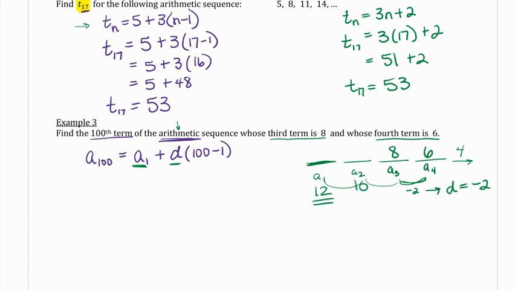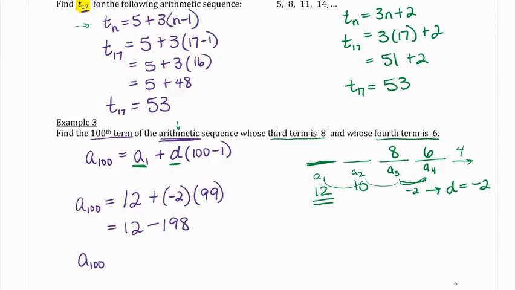So now we've got our first term, we've got our common difference. So now we can go back over here and plug them in. So to get the 100th term, I'm going to take my first term, which we just figured out is 12. We're going to add the common difference, which is -2, times 100 minus 1, which is 99. Okay. So then we get 12 plus -2 times 99, which would be -198. And then that means that our 100th term is 12 minus 198, which is -186.